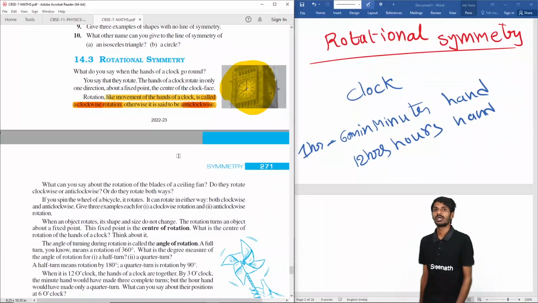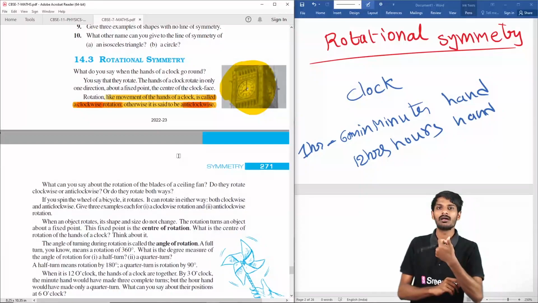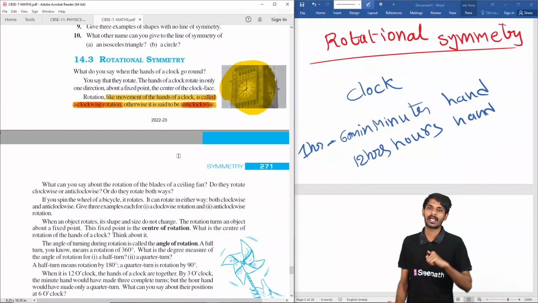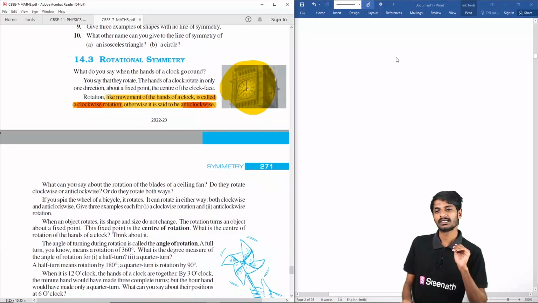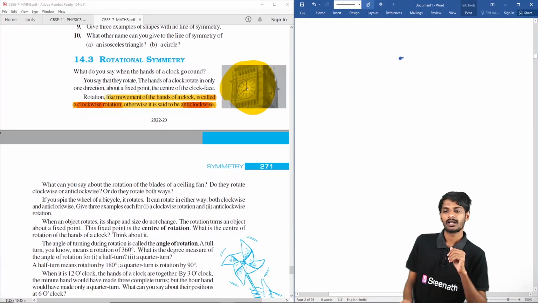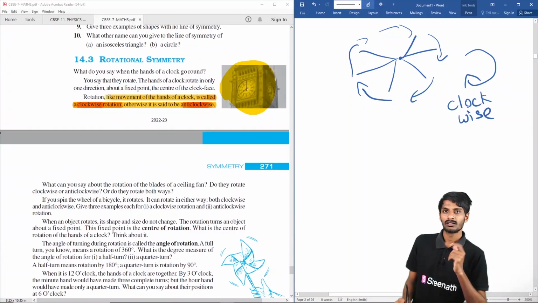Clockwise and anti-clockwise. If anything rotates around a fixed point in the same direction as the clock's hands, that is the minutes hand or hours hand, then it is clockwise. You see, there is a fixed center point and the hours hand moves like this, which means it is moving down. So this rotation is called clockwise rotation, if anything moves like this.